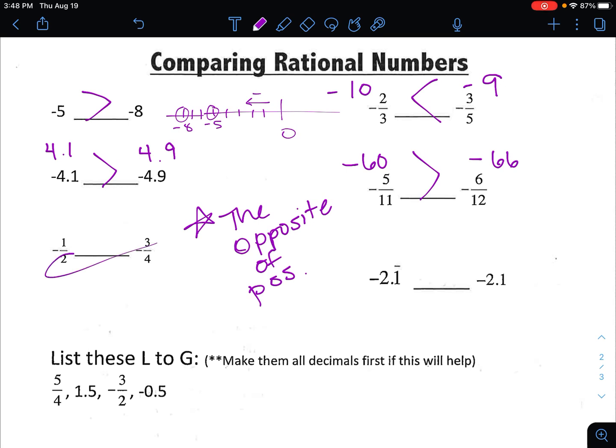We're going to use the trick again here. 2 times 3, that's 6, make it negative. 4 times 1, that's 4, make it negative. If they were positive, the 6 would be bigger, but they're negative, so it's the 4.